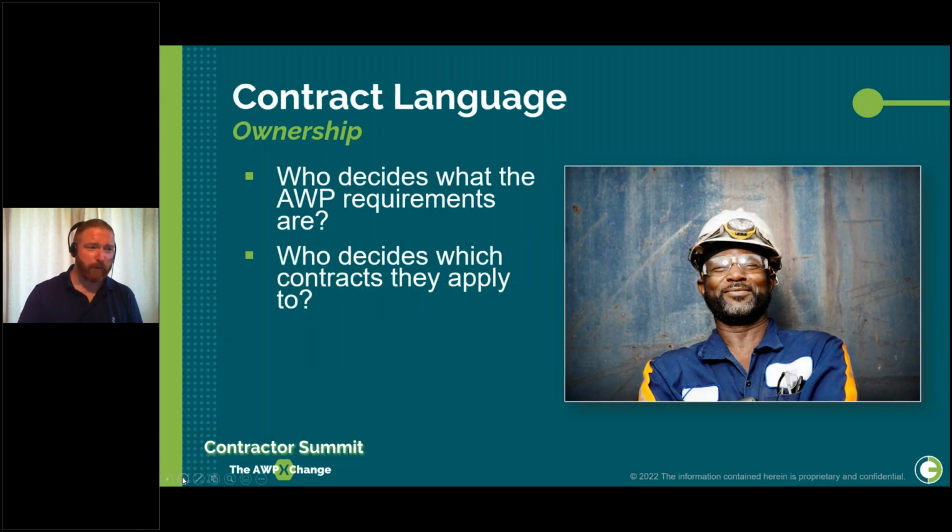The next thing we're going to talk about is ownership. So who decides what the AWP requirements are and who decides which contracts they apply to? So as with a number of things, and as has already been mentioned today, this is going to depend on the contracting style being used for the project. But as with other things that we've talked about, it's going to nearly always be the owner. The owner's the one that needs to stipulate the conditions and standards for working on their project. AWP should be no different to that.